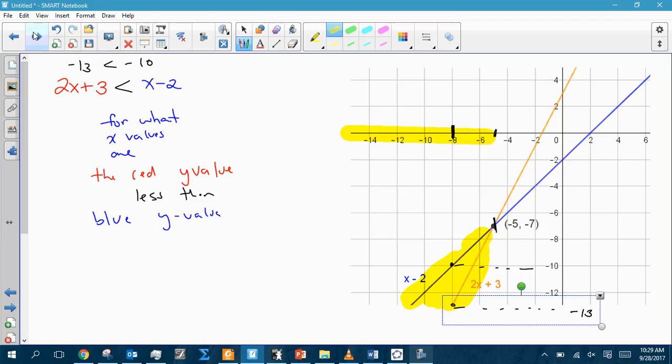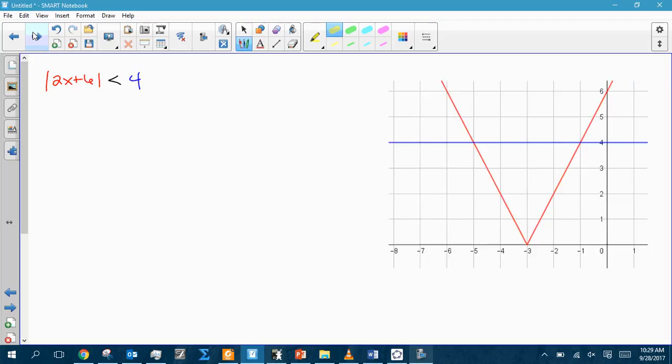Now, picking up with what we're doing specifically in class, which is dealing with absolute value. Our question is, when is the red absolute value of 2x plus 6 below 4? Hopefully you can argue that we're asking for what x values the red one is below 4, and that between -5 and -1, those are the x values where the red one is underneath, or below, the blue one.